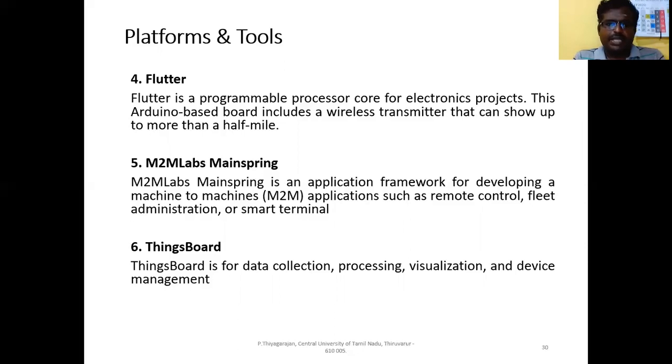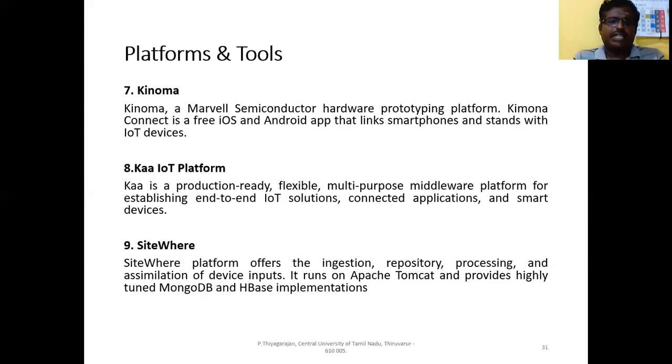Next, we have the ThingsBoard platform. It is used for collecting data from sensors, processing it, and visualizing the collected data. All of these things can be done with ease on the ThingsBoard platform. Next, we have Kinoma. This platform is mainly designed as a hardware prototyping platform, and it connects freely with iOS and Android apps. Next is the Kaa IoT platform. Kaa is a production-ready, flexible, multi-purpose middleware platform for developing end-to-end IoT solutions. The ninth platform we're going to see is SiteWhere. This platform offers ingestion, storage, processing, and integration of different inputs into the IoT platform. SiteWhere runs on Apache Tomcat, and it also enables us to connect the IoT to MongoDB databases.